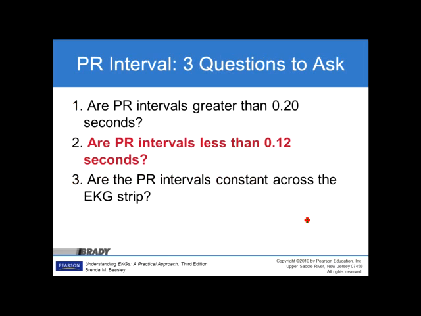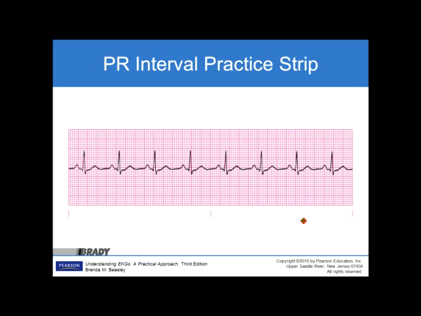PR, 3 questions to ask. Are the PR intervals greater than 0.20 seconds? Are the PR intervals less than 0.12 seconds? Are the PR intervals consistent across the EKG strip? Now, if we have a variable interval, this could be indicative of an AV nodal block or some kind of sick sinus syndrome.